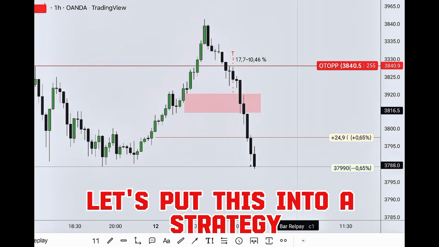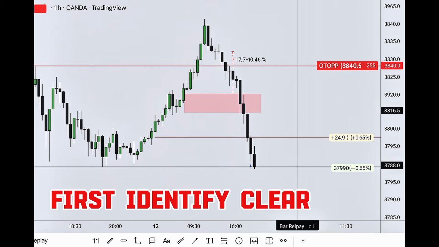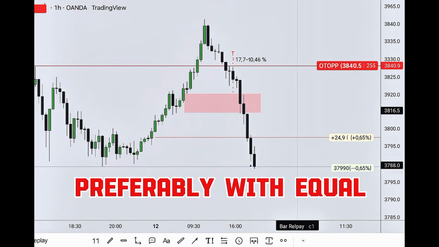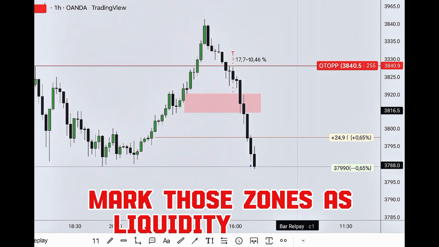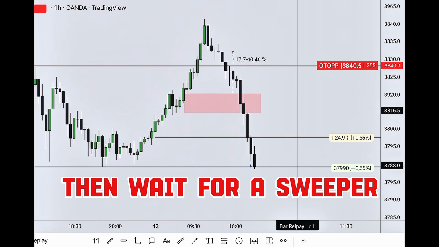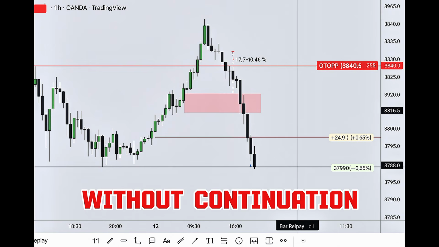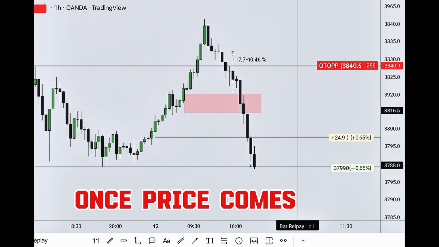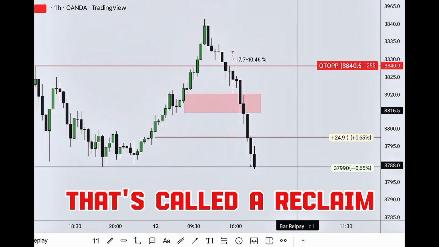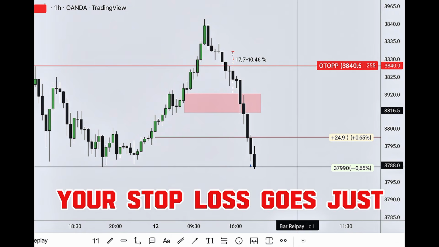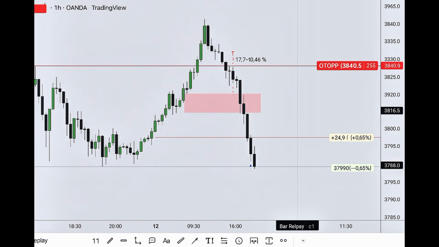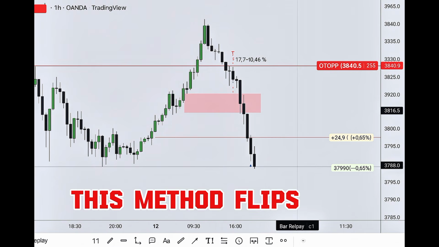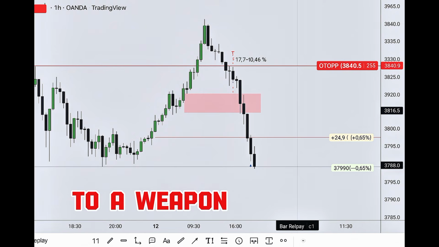Let's put this into a strategy. First, identify clear highs and lows, preferably with equal points that scream retail trap. Mark those zones as liquidity targets. Then wait for a sweeper wick that breaks those levels without continuation. Enter once price comes back inside the range, that's called a reclaim entry. Your stop loss goes just beyond the wick. Target the next liquidity zone in the opposite direction. This is how you follow smart money, not guess against it. This method flips your stop loss from a target to a weapon.